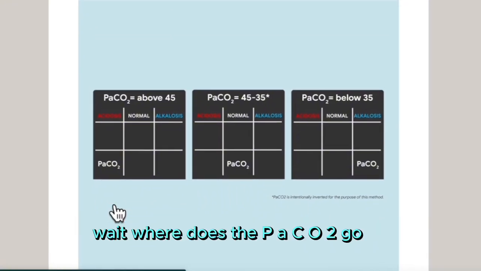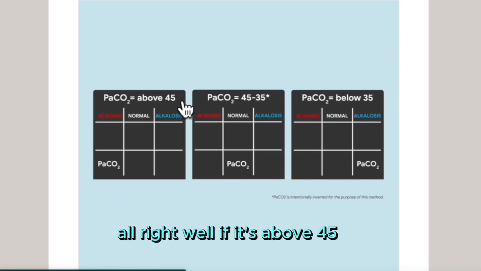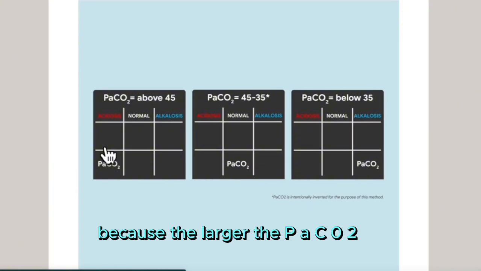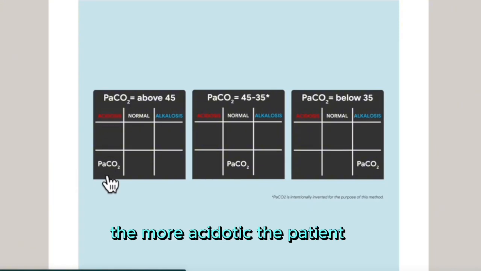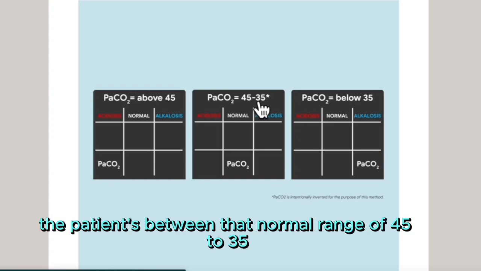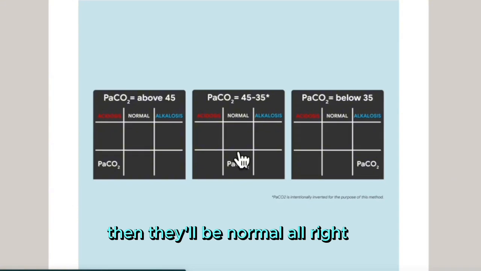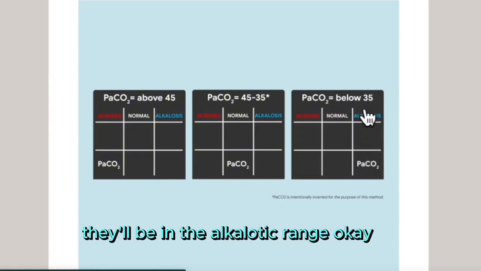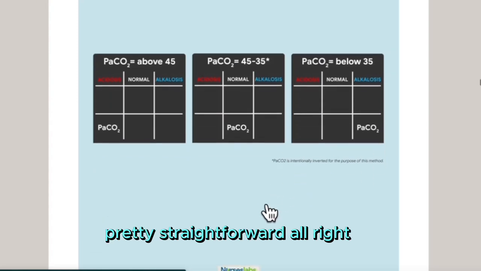Where does the PaCO2 go? If it's above 45, we remember the patient's in an acidotic state, because the larger the PaCO2, the more acidotic the patient. So PaCO2 will be acidotic. If the patient's between that normal range of 45 to 35, then they'll be normal. And if the PaCO2 is below 35, they'll be in the alkalotic range. Pretty straightforward.